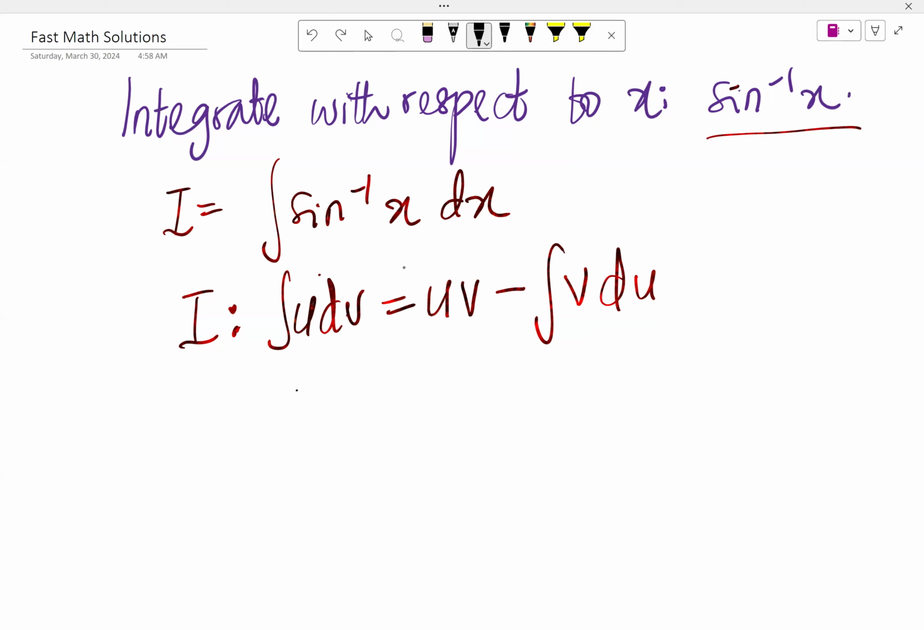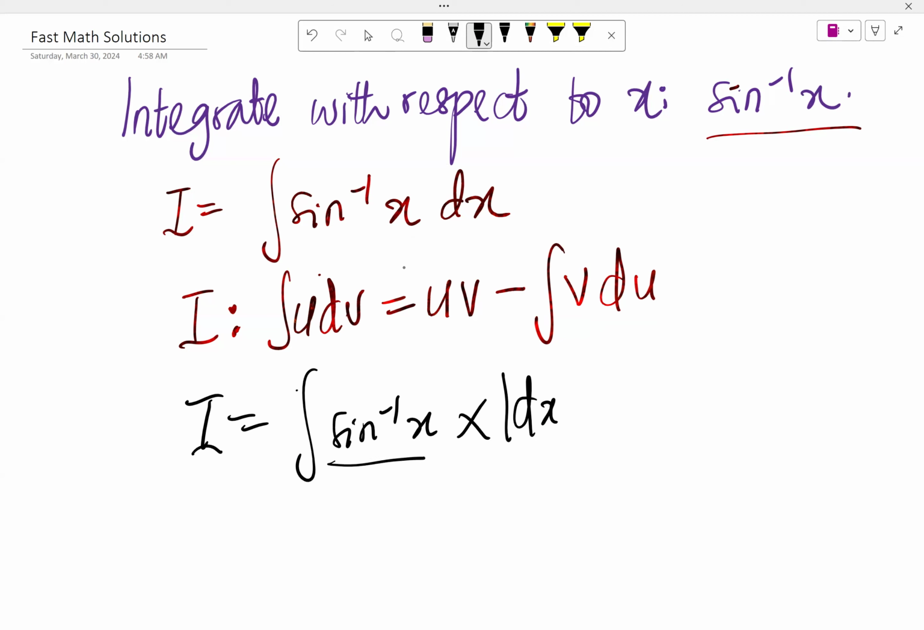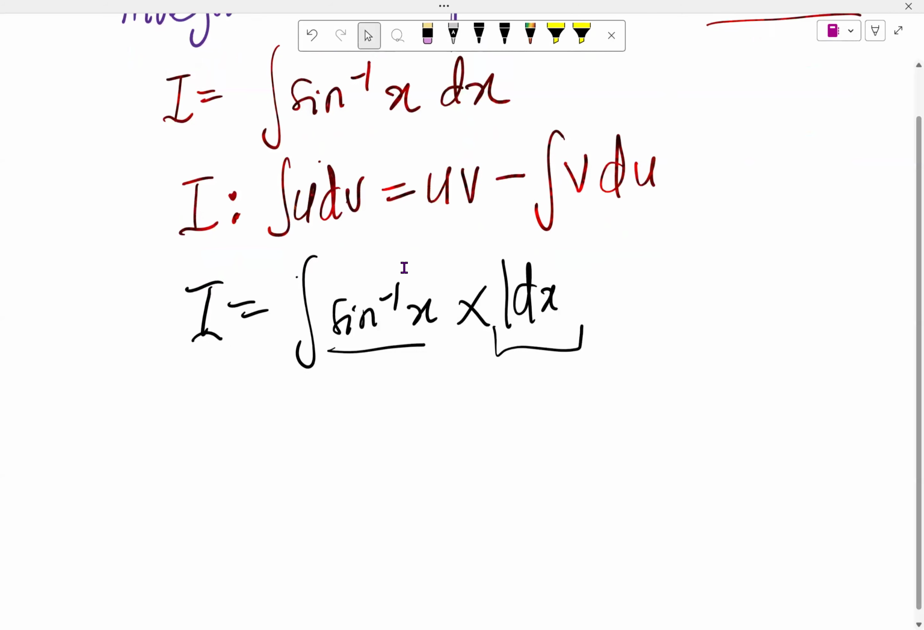So what do we do? Of course, you know that you can rewrite I to be the integral of arcsine of x times dx, or if you like, times 1 dx. So here now, you still know you can differentiate arcsine of x. To integrate it is out of the question. And then it is easy to integrate dx. Just integrate dx and you get x straight up. And that's exactly what we're going to do.